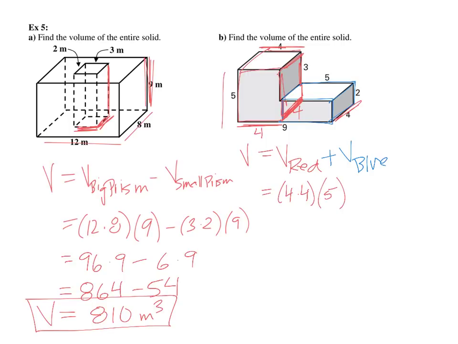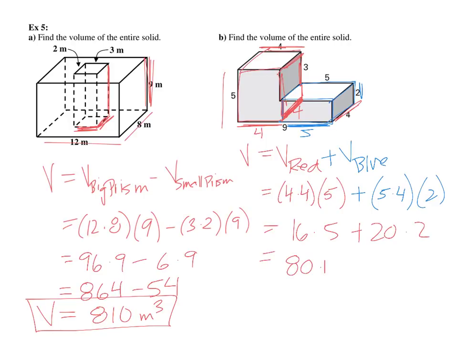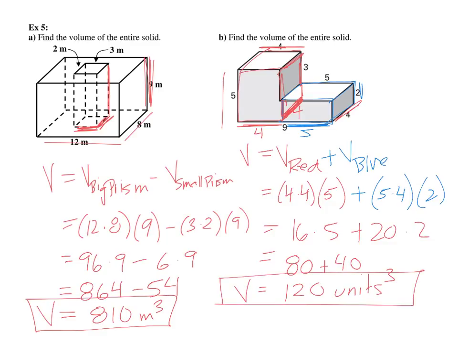So then I have plus the area of the base, which for the blue is going to be 5, so it's 5 times 4, and the height is 2. So I have 16 times 5, and it's plus 20 times 2. 16 times 5 is 80, plus 40, so I have 120. It's going to be units cubed. All right, that's all there is to it.